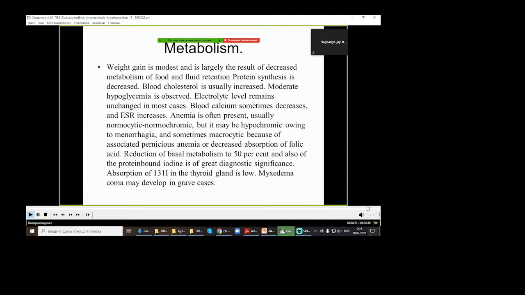Reduction of basal metabolism to 50% and also of protein-bound iodine is of great diagnostic significance. Absorption of iodine in the thyroid gland is low. Myxedema coma is a complication of hypothyroidism, and it may develop in grave cases.